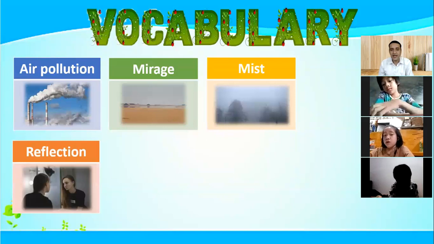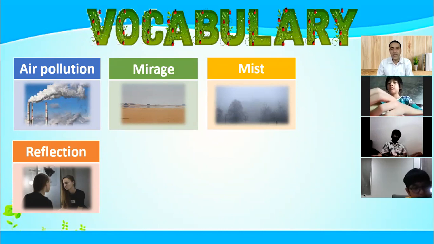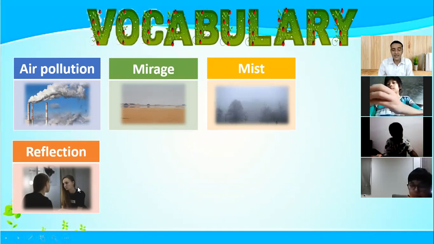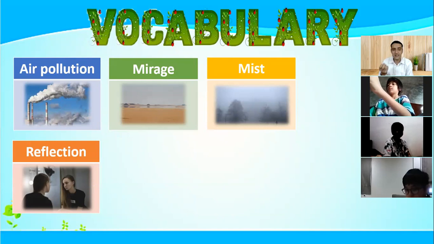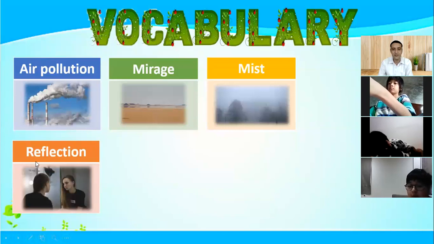Now, the next word we have is reflection. Your reflection is what you see in the mirror. But other than that, reflection is the throwing back by a body or surface of light, heat, or sound without absorbing it. So that means reflection doesn't absorb, it just throws back to us. You can see in the picture, this is what we call reflection.